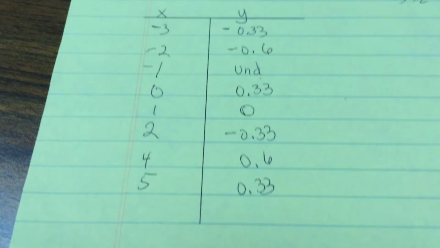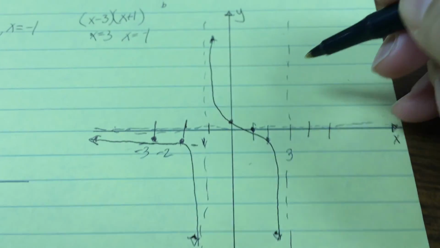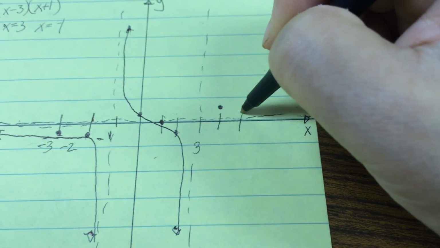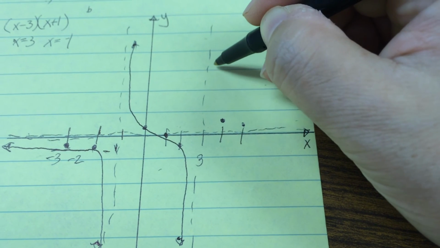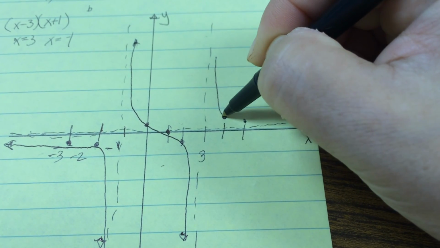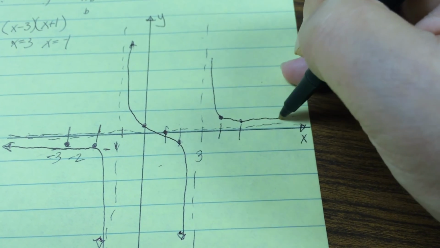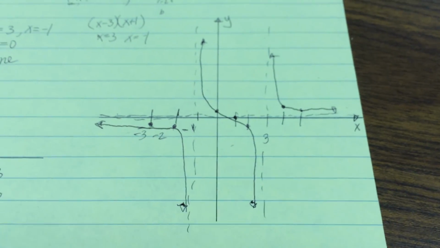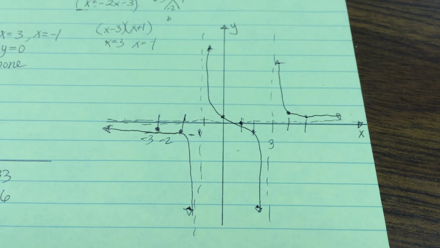Okay, so then let's go 4 and 5. So 4 is 0.6, positive 0.6. So again, somewhere up here. And then 5 is 0.33, so it's below that. So something like this. Since it's above in this area, most likely we're going to get a nice curve or hyperbola shape, which is this right here. Okay? So then this becomes your final graph right there.